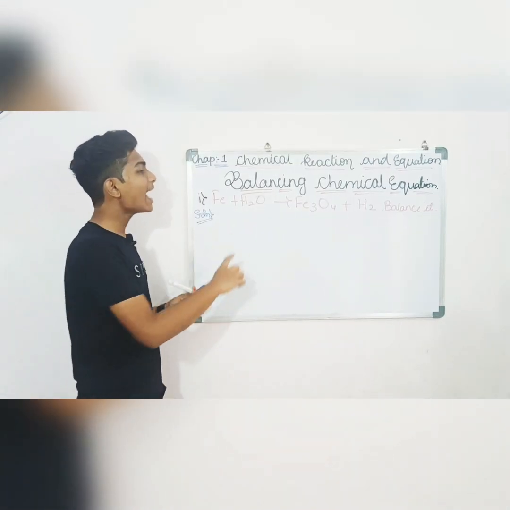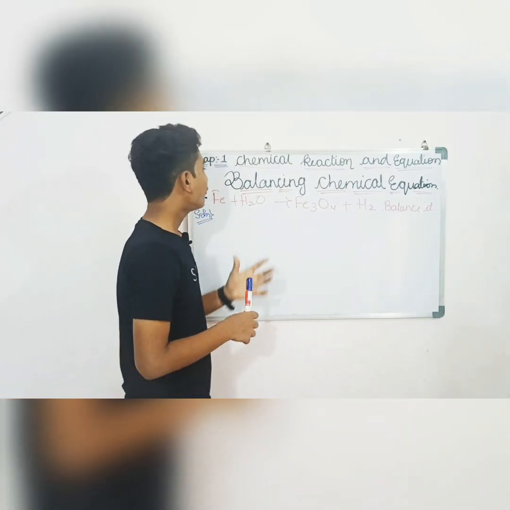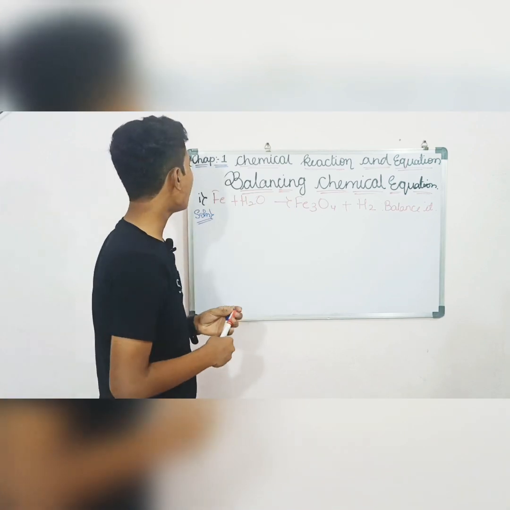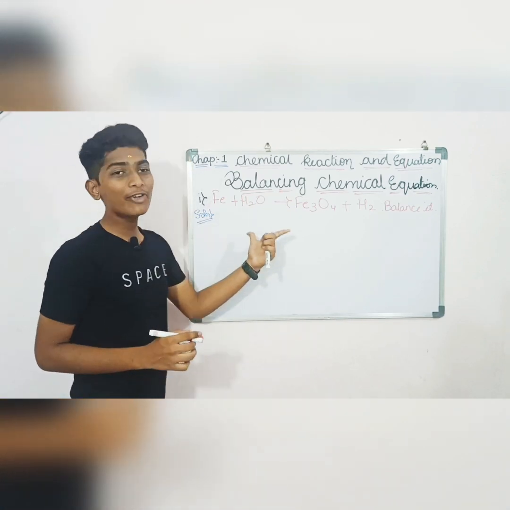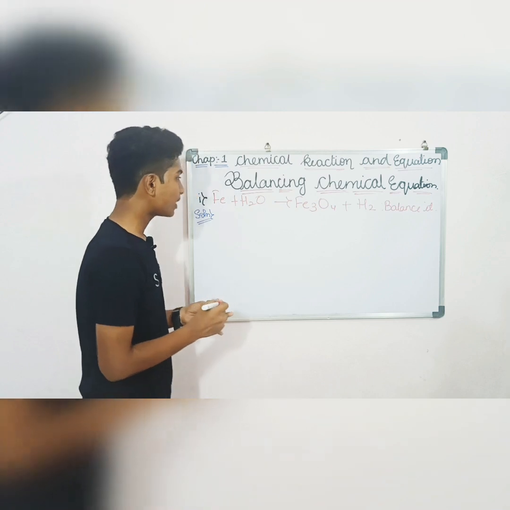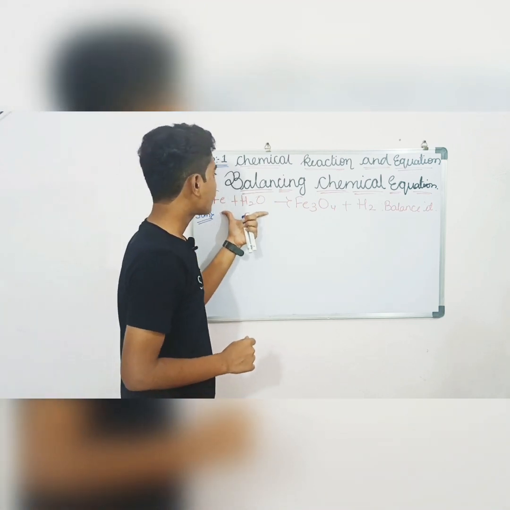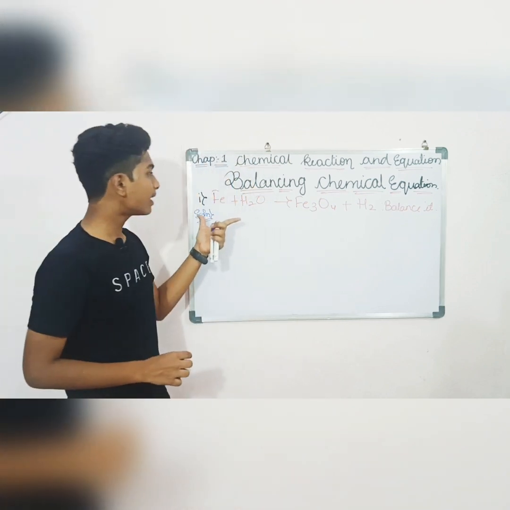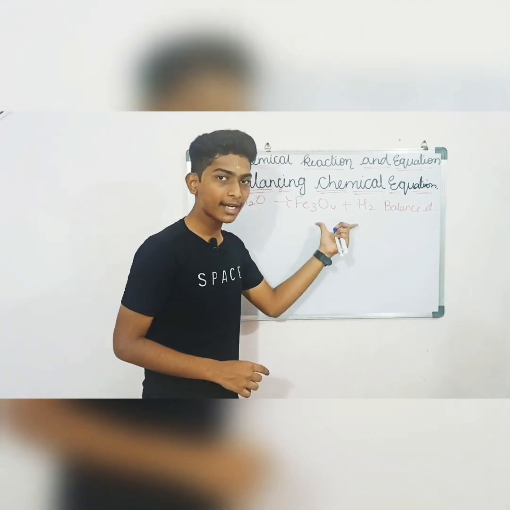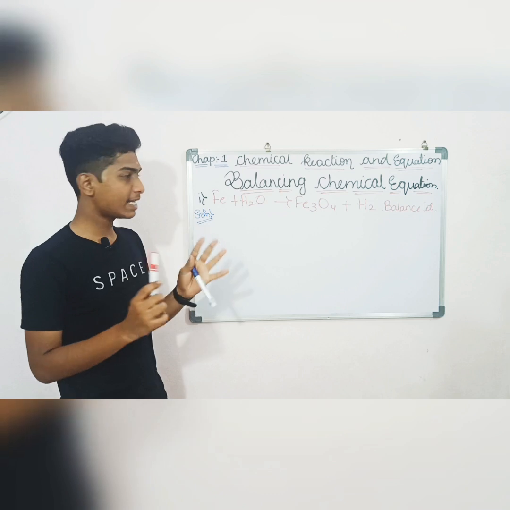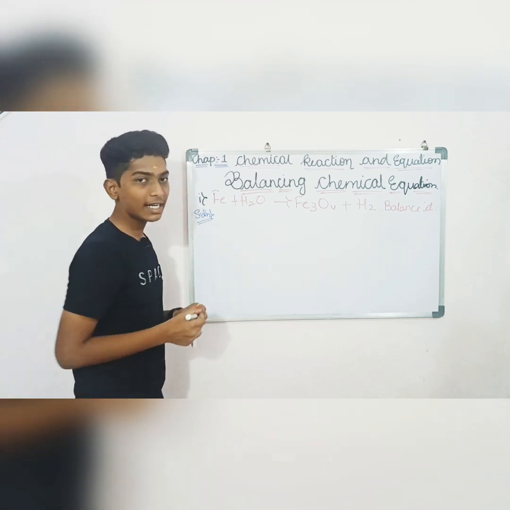Okay, here is an unbalanced chemical equation. We'll balance it through the hit and trial method. So it's a very simple topic, how to balance a chemical equation. First we need to check whether the number of atoms on the reactant side and the number of atoms on the product side are equal or not. First just visualize this chemical reaction.